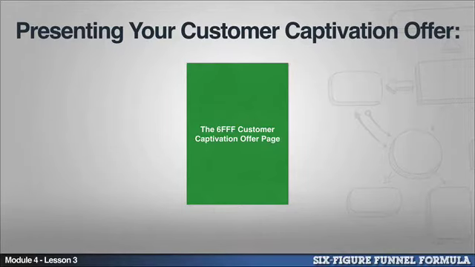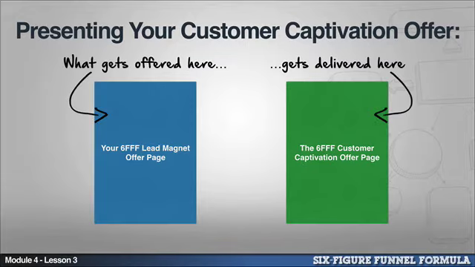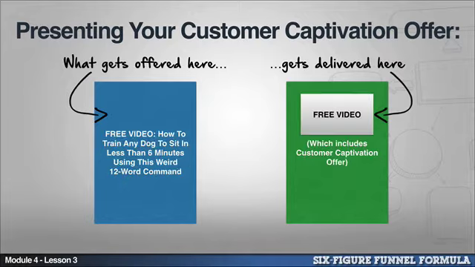In this lesson, we're going to talk about presenting your customer captivation offer. This is really all about the customer captivation offer page. As a reminder, we've got your lead magnet offer page, which is the first page in the six-figure funnel formula. And then right after this page, individuals come to the customer captivation offer page. So using our earlier example, we've got how to train any dog to sit in less than 6 minutes using this weird 12-word command, right?